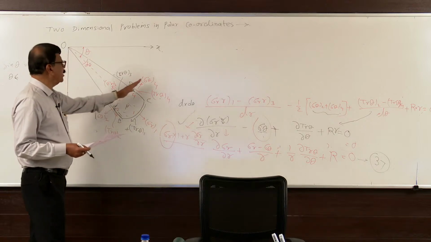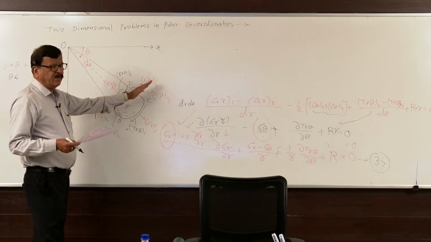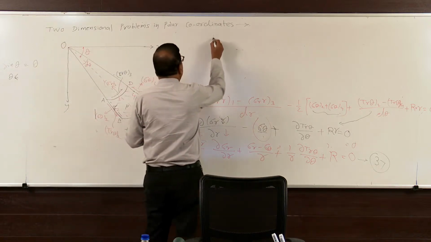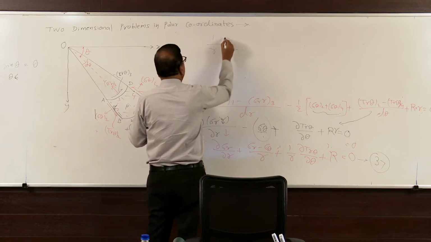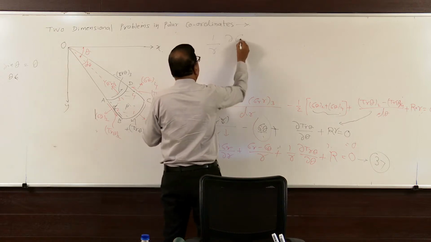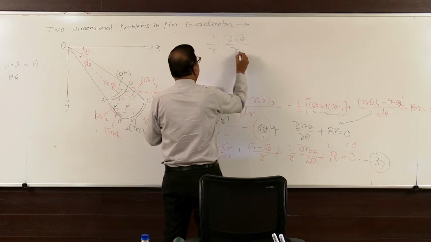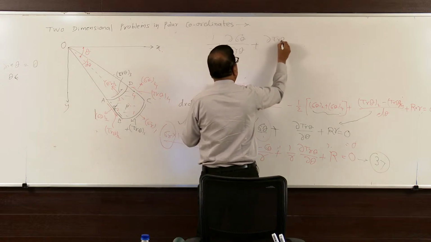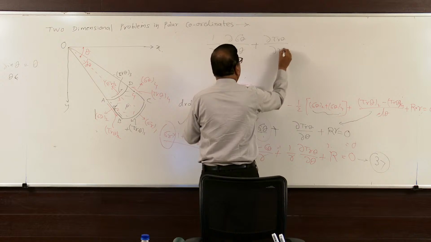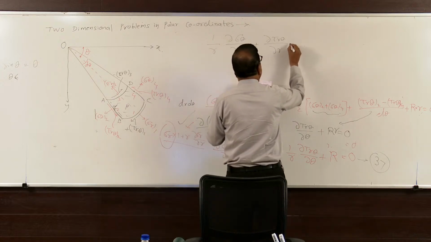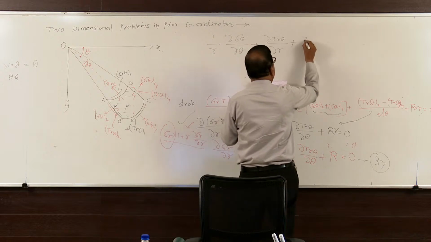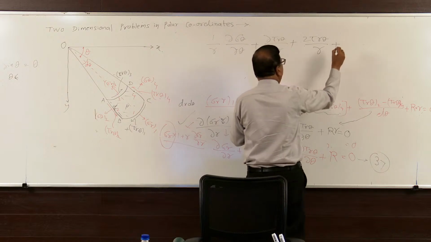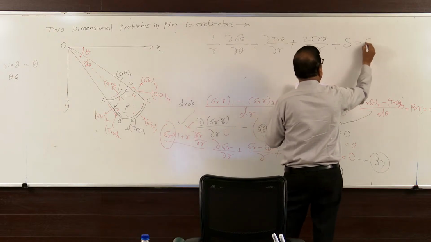Now, in this direction we can also do the same thing and we can derive the equation, and that will be 1 upon r del sigma theta upon del theta plus del tau r theta upon del r plus 2 tau r theta upon r plus s is equal to 0.